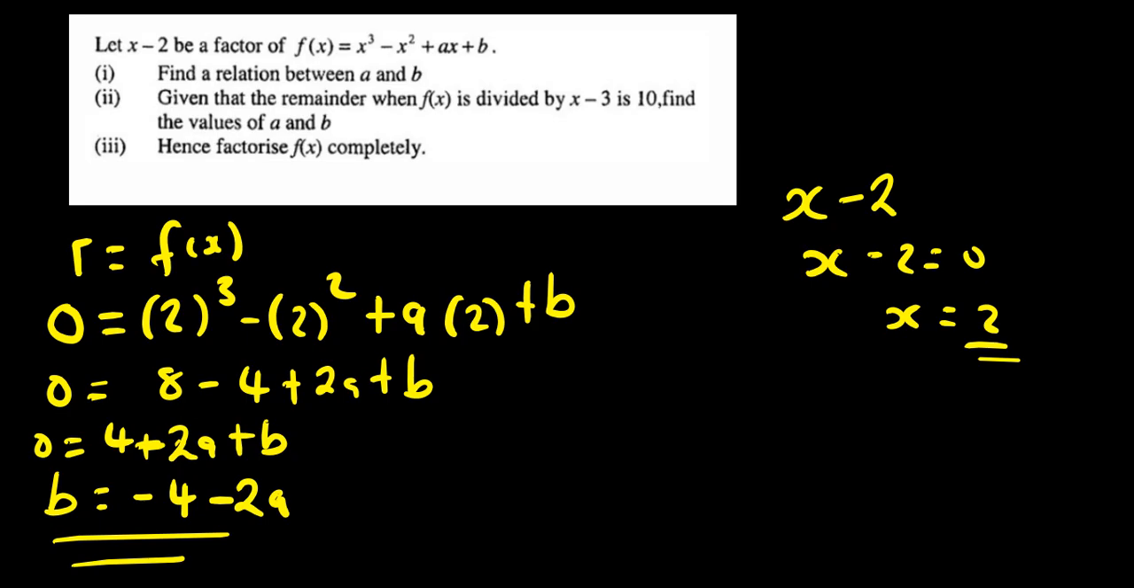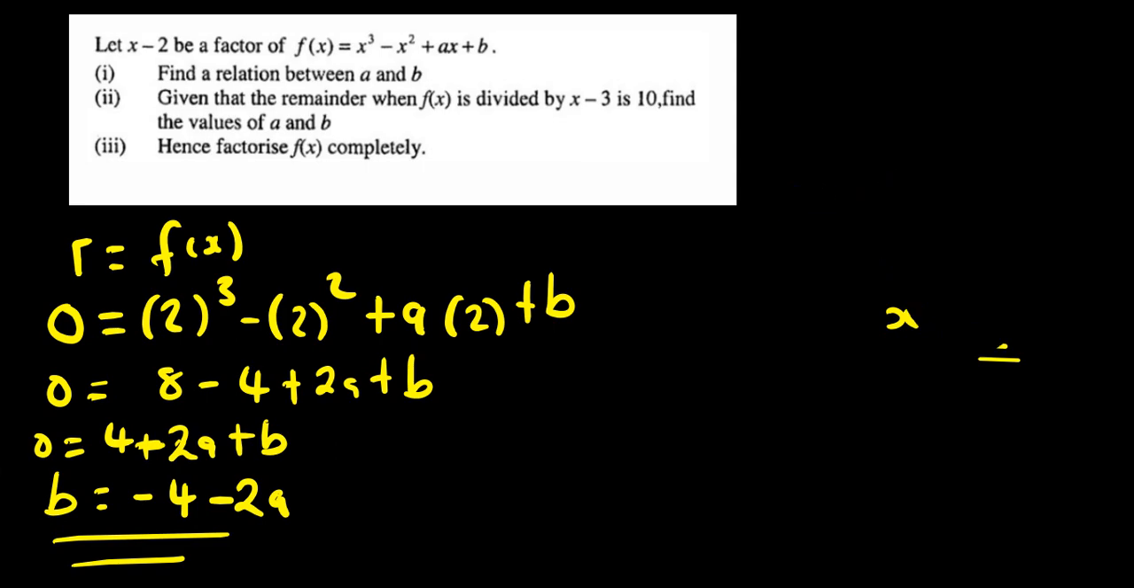We're trying to find the relation between a and b. So this is the relationship: b is equal to minus 4 minus 2a. So that is the relationship. Then the second question says, given that the remainder when f of x is divided by x minus 3 is 10, find the values of a and b.